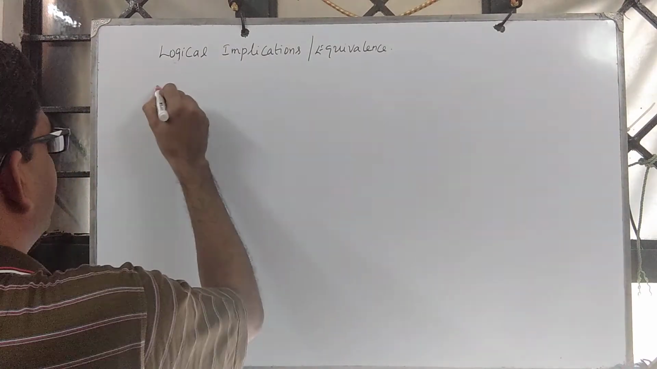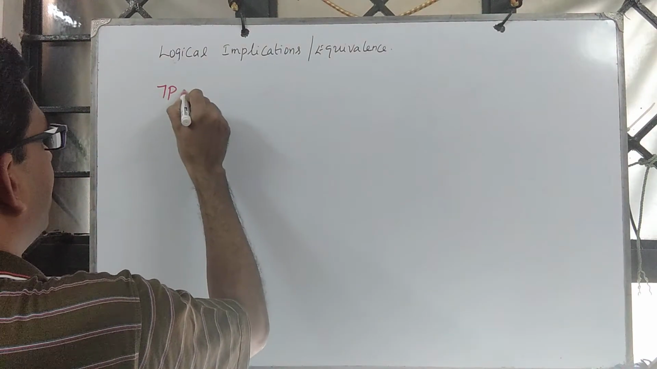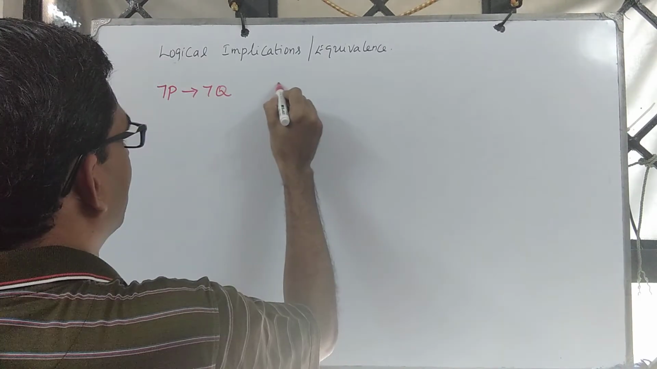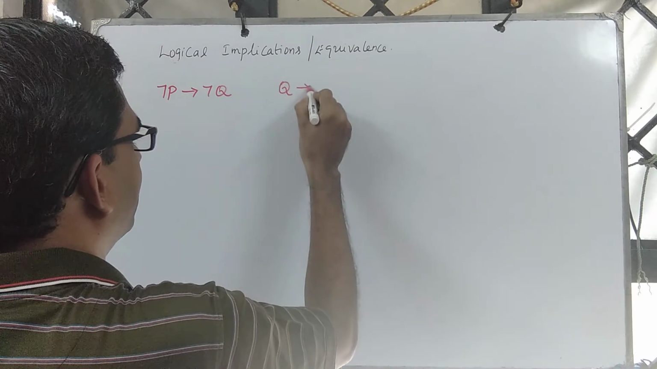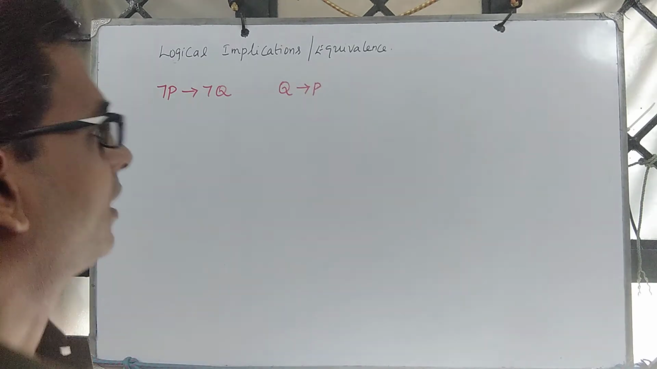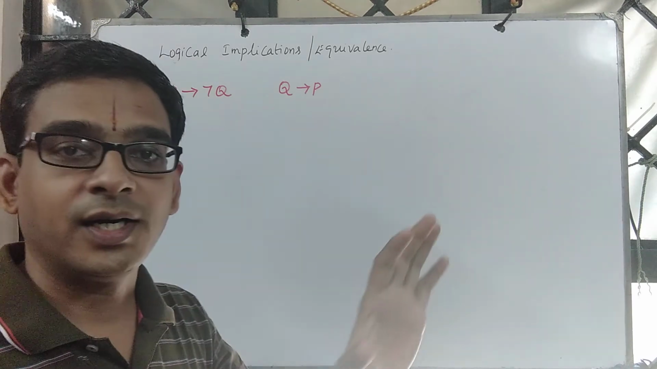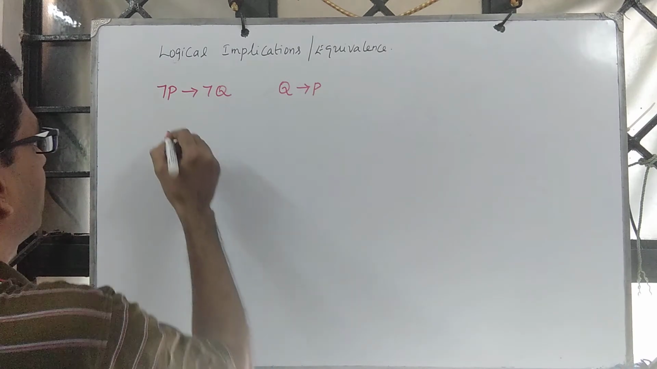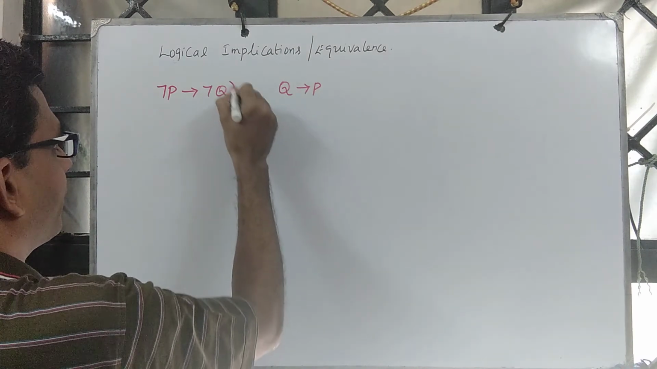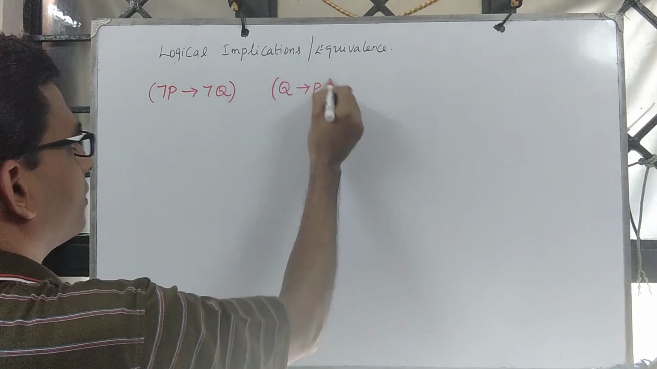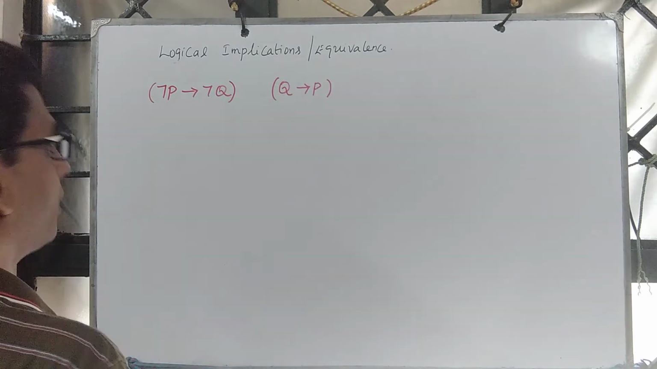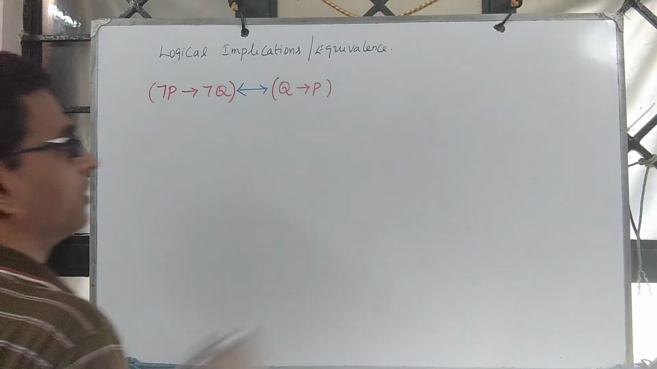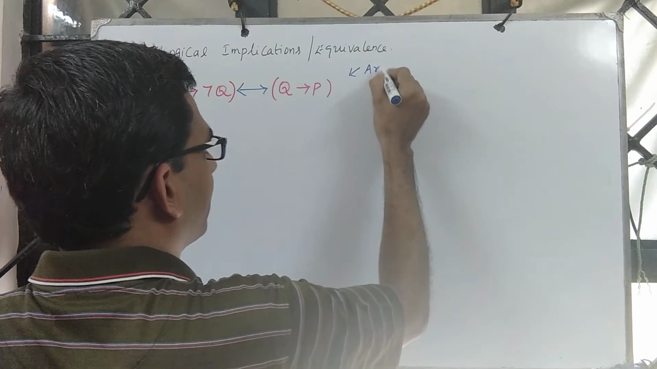Let's look at this expression. Negation P implies negation Q, and on the other side, let me look at Q implies P. I wish to know whether these two are equivalent or not. Let's experiment and see. Are they equivalent? Which means, is this true?